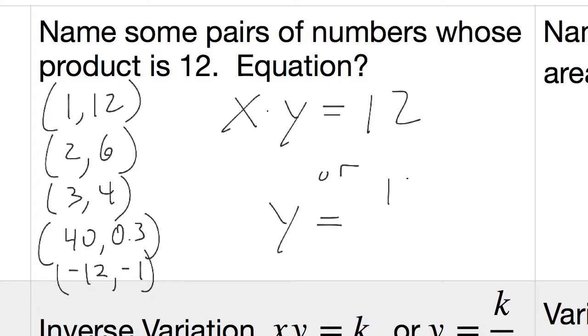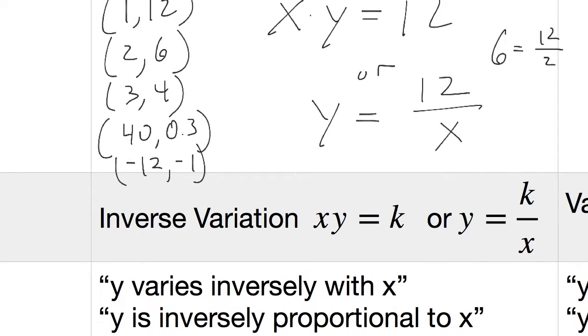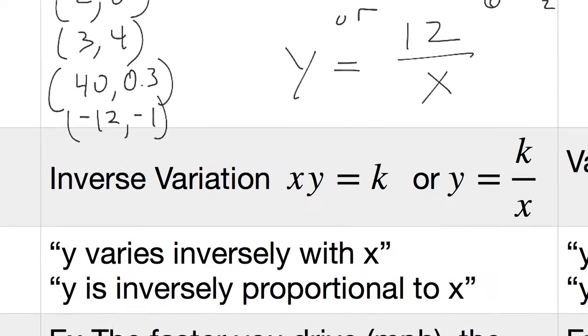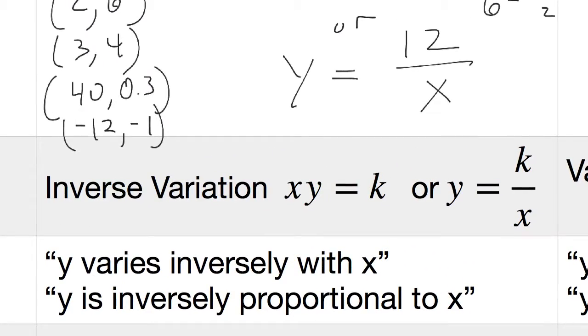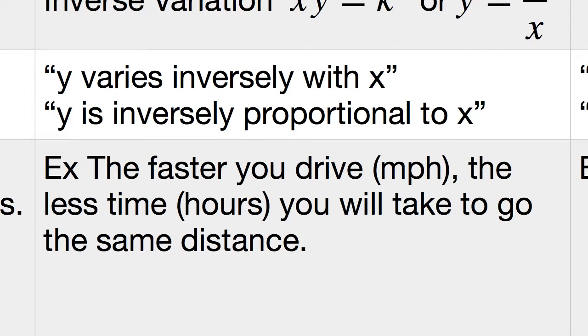There's 2 ways you could write it. You could write xy equals 12, or y equals 12 divided by x. So you will see both of those equations used. In the end, it's still the same. 6 is equal to 12 divided by 2. This is called inverse variation. xy equals k, some constant number that doesn't change, or y equals a number divided by x. We verbally say that y varies inversely with x, and y is inversely proportional to x.